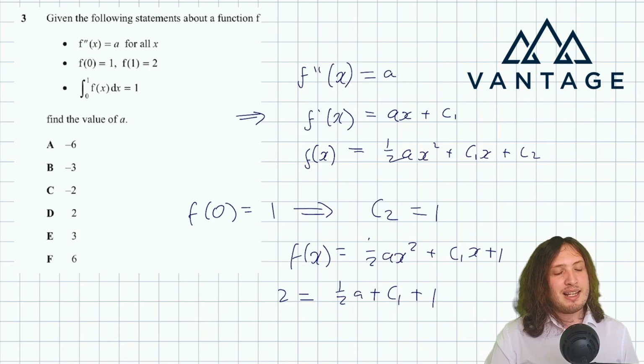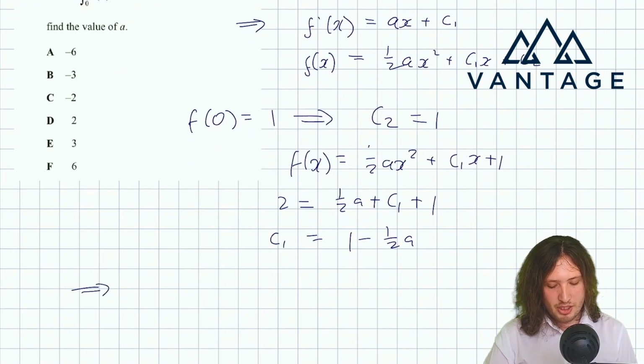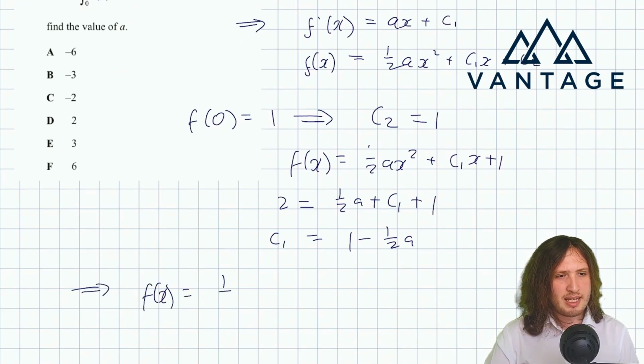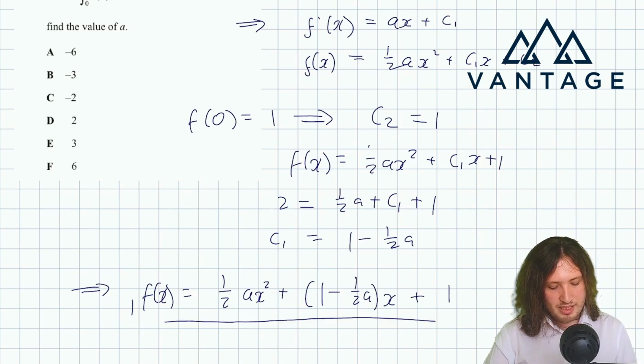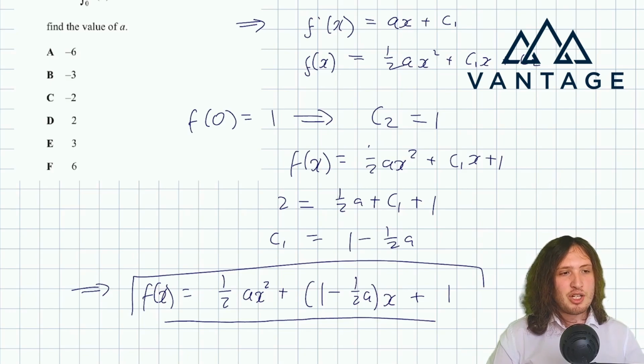Now that doesn't let me figure out both of my unknowns, a and c1, but that's okay. We've got one more piece of information we've not used. Let's use this to eliminate something. We may as well eliminate c1. So I can make c1 the subject. So c1 is going to be 1 minus a half a, at which point we know that the function is a half a x squared, and then c1, we've just said, is 1 minus a half a, lots of x, and c2 we've already seen was 1. So now this is pretty good, because we've only got one unknown in the equation, it's a.